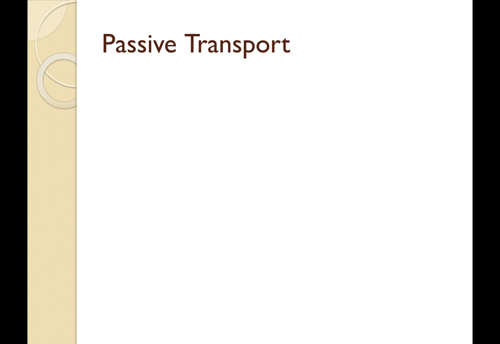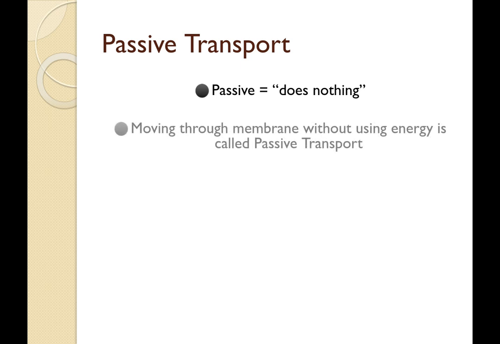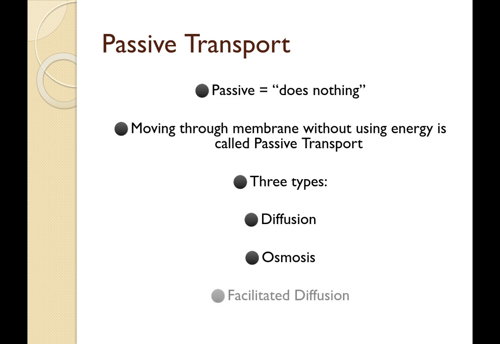There are two main categories. The first is passive transport. The word passive means does nothing. So in passive transport, the cell doesn't have to do anything. These are things that just already happen. So getting through the cell membrane without using energy is called passive transport. And passive transport can be broken down into a couple of subcategories called diffusion, osmosis, and facilitated diffusion. Let's go through each one of these and see what it looks like.